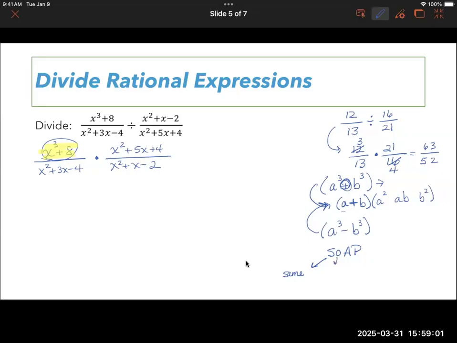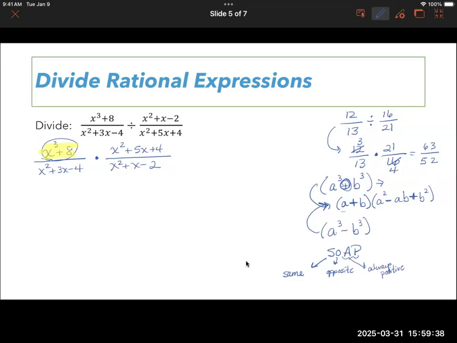The O stands for opposite. So that is the opposite sign of what we had in the problem. So in this case, since it was addition between our two cubes, then we're going to go with the opposite sign here for subtraction. And then the A and the P together stand for always positive. So the last term in your trinomial will always be positive. It will always be plus.